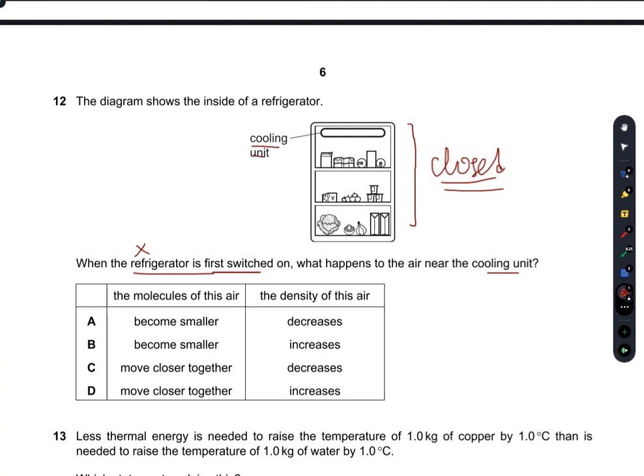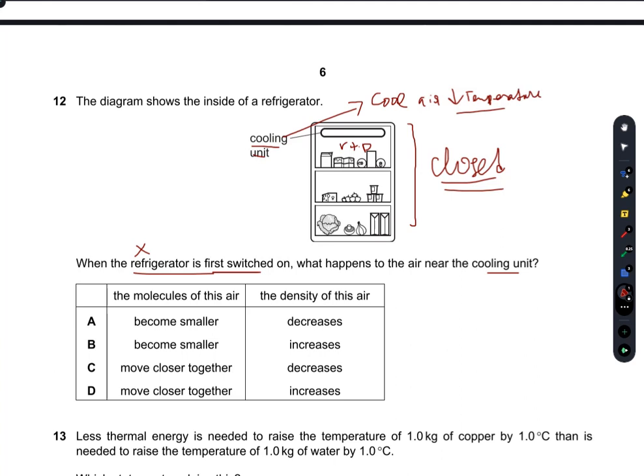So the molecules of this air, now this refrigerator, suppose it is brand new, so air here is at RTP, room temperature and pressure, and this cooling unit provides cool air, or it decreases temperature. In easy words, it decreases the temperature of the gas of the refrigerator.